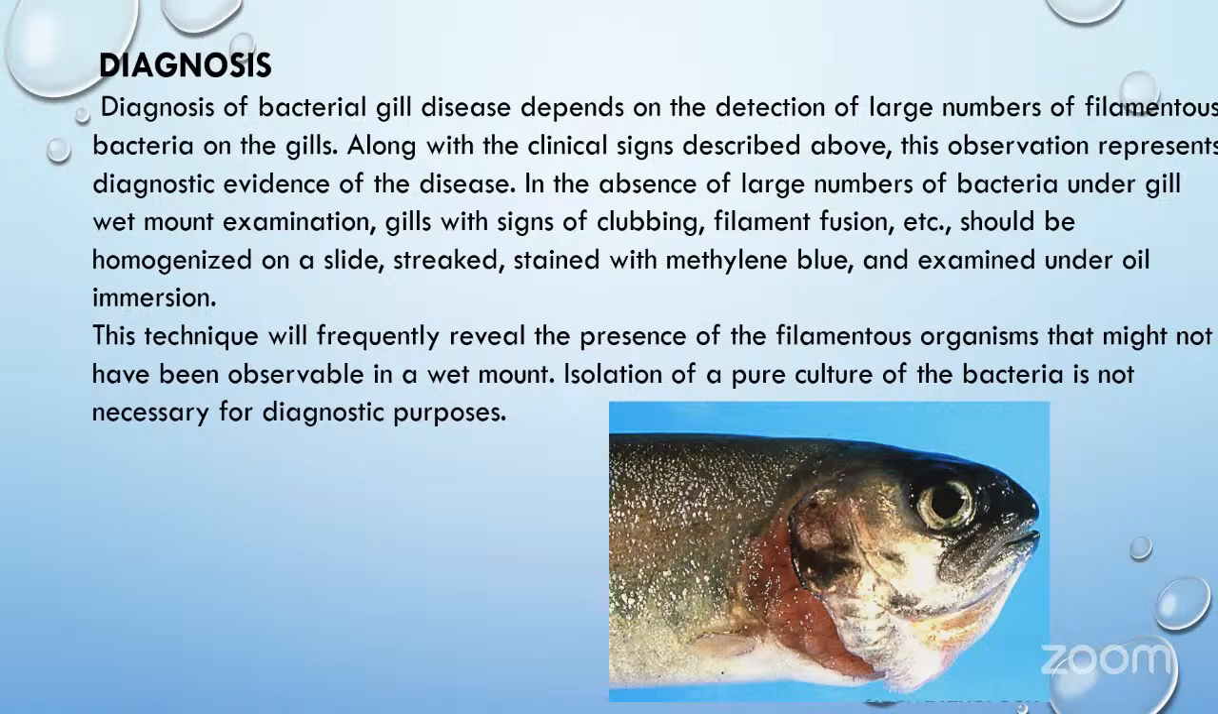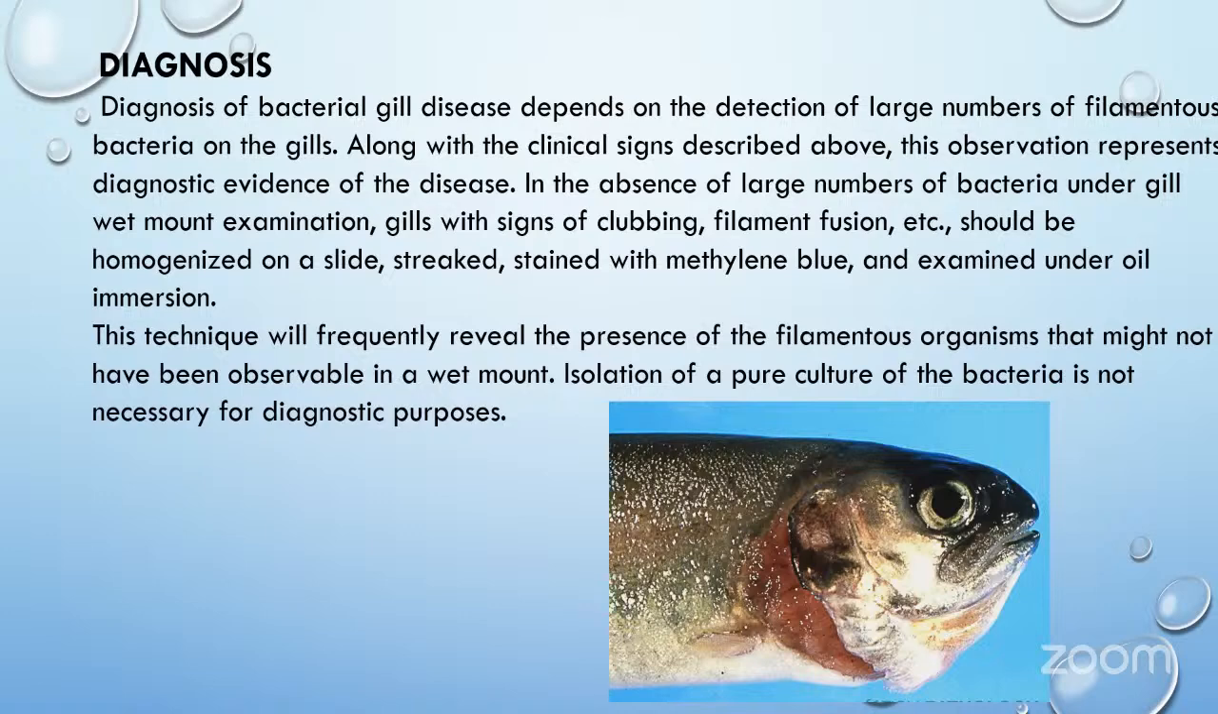The diagnosis of bacterial gill disease depends on the detection of large numbers of filamentous bacteria on the gills. Along with the clinical signs described above, this observation represents diagnostic evidence of the disease.